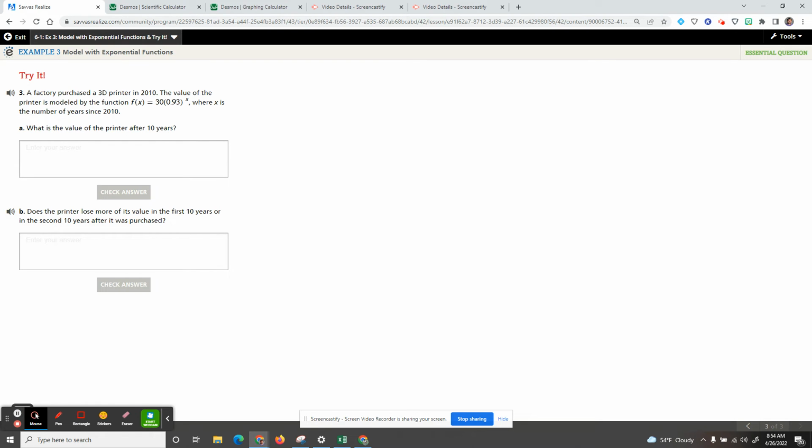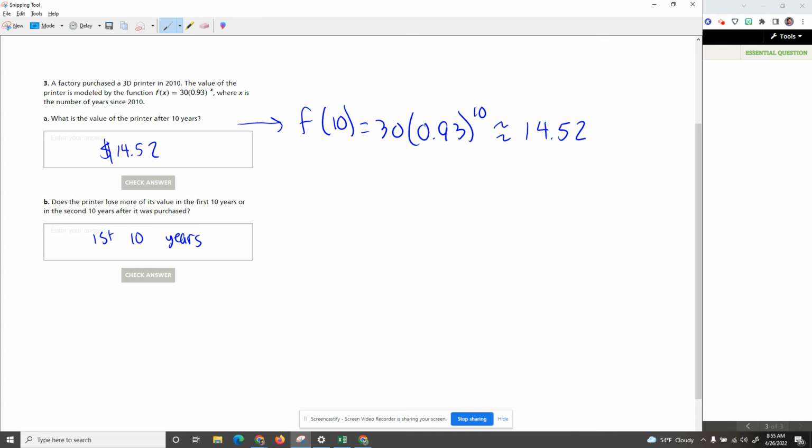All right, now let's compare answers. For part A, if it wants the value of the printer after 10 years, we're simply taking that 10 and substituting it in for the exponent in the function that was given to us. So that's what we're seeing here. When we evaluate that function, 30 times 0.93 raised to the power of 10, we get approximately, so round it, 14.52. So let's say the original value is $30, it's now worth $14.52 after 10 years.